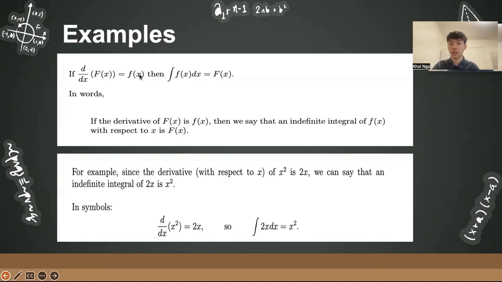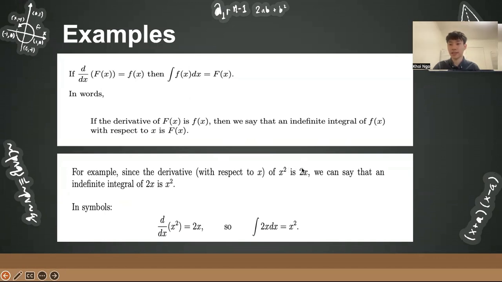And then, for example, if d/dx of the big F(x) function is equal to the small f(x) function, then we would say that the antiderivative of the small f function dx is equal to the big F function. In words, if the derivative of the big F function is the small f function, then the indefinite integral of the small f function with respect to x is the big F function.